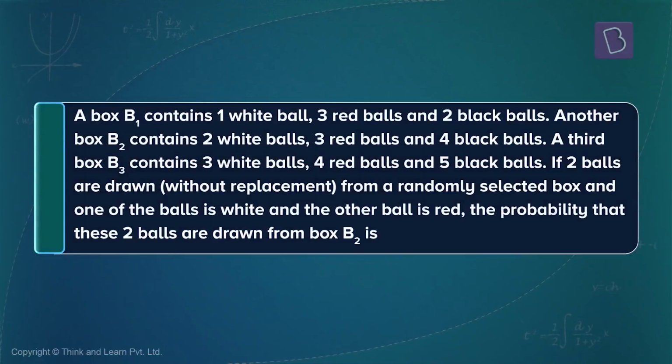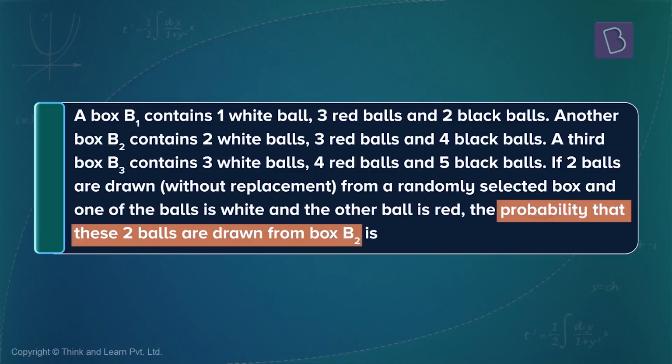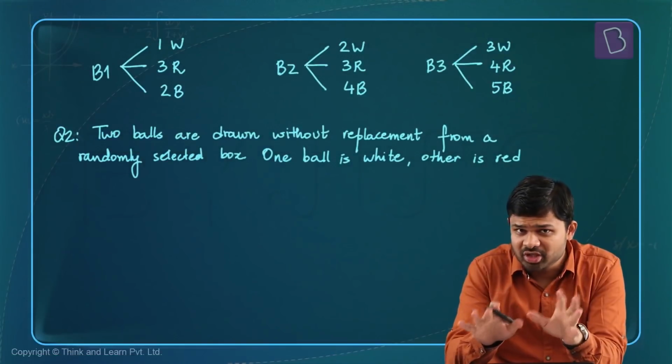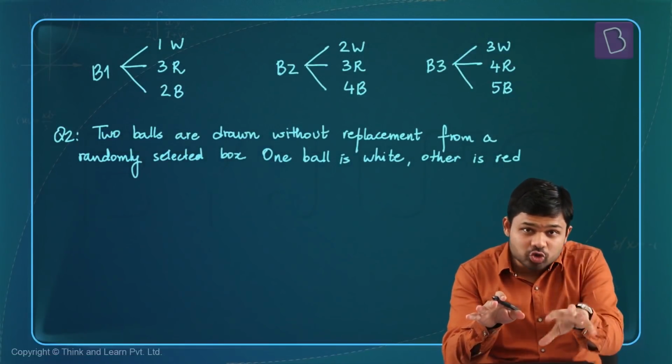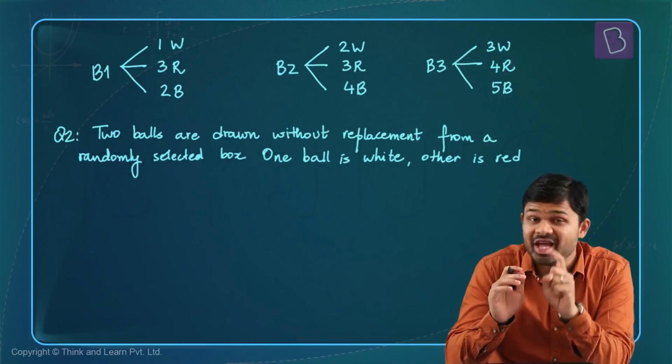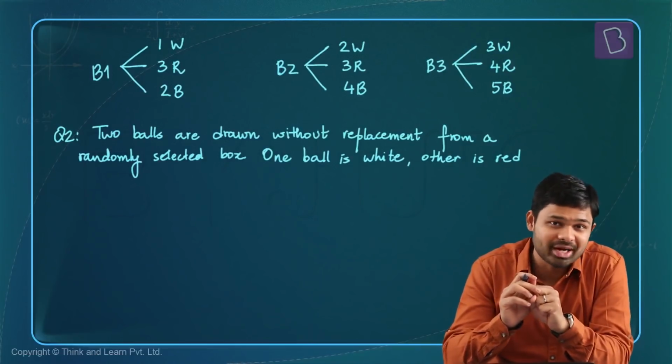Continuing on to the second part of this passage question, the second part has this particular information given. 2 balls have been drawn without replacement from a randomly chosen box. Now, it turns out that one of these balls is white and the other ball is red. We have to find out the probability that these 2 balls are drawn from box B2. Let's analyze the question. We have drawn 2 balls, and we know their colors. We have to find out which box the balls have come from.